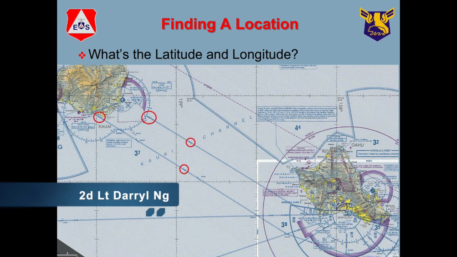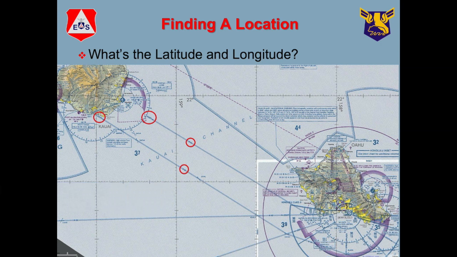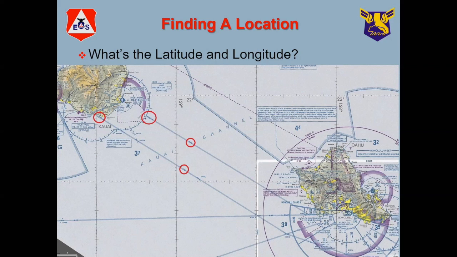So now we're going to try to find a location. Here's a map of Oahu and Kauai. What's the latitude and longitude? See these little red circles? Let's say for this spot right here, for instance. We've got our longitude, which is here, and we see 159. When we report this, it's actually negative 159 because we're west of the prime meridian. And then this is 22 degrees north, the latitude. And so that's this point right here.